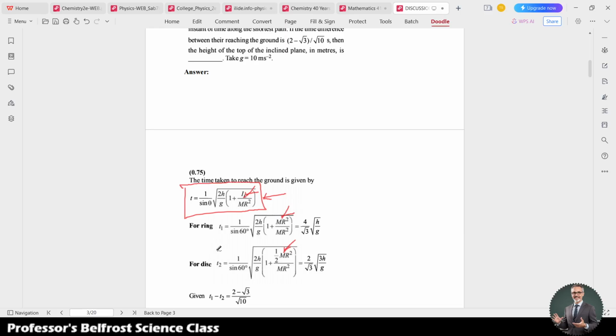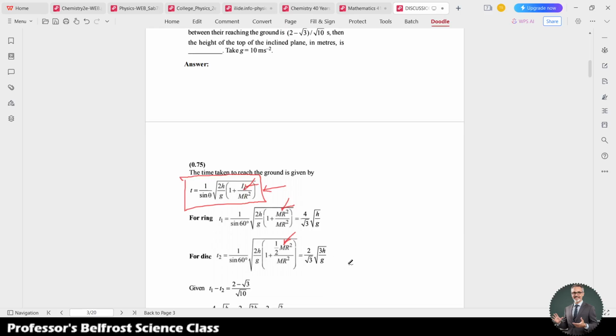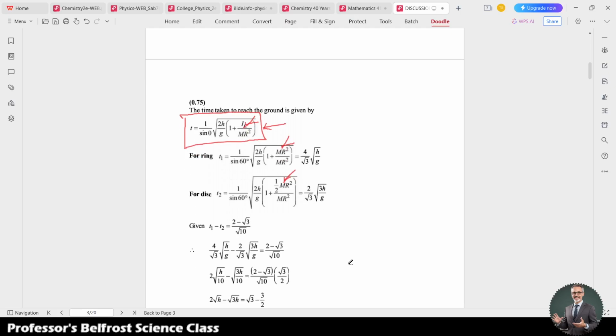So you just need to put it in, and then take the ratio. Oh no, because it actually asks you the difference, not the ratio. So this part is actually the same. You can just factor out the h over g term, and so you just deal with this.